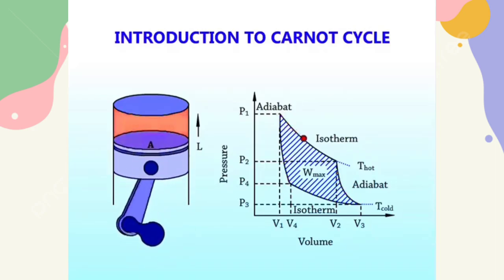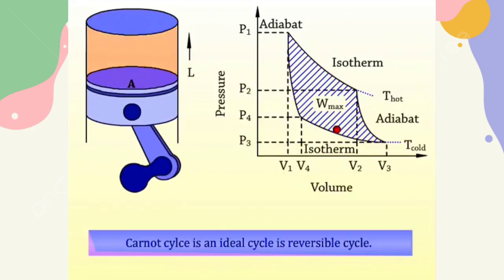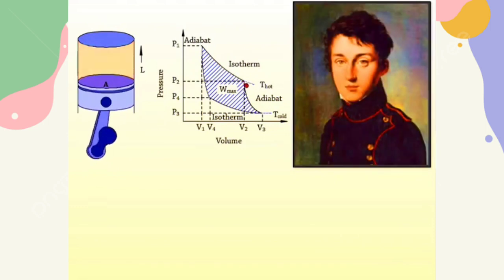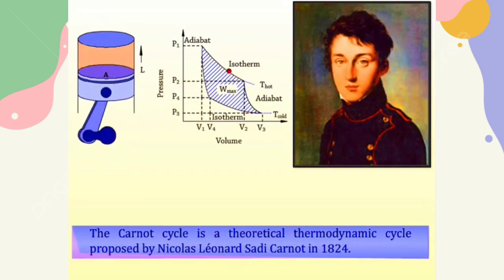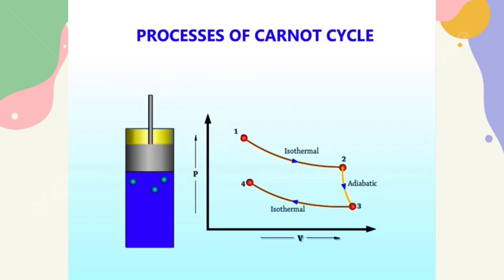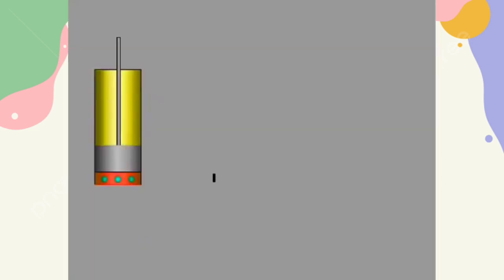Introduction to the Carnot cycle. The Carnot cycle is an ideal cycle, a reversible cycle. The Carnot cycle is a theoretical thermodynamic cycle proposed by Nicolas Sadi Carnot in 1824. Processes of the Carnot cycle: the pressure and volume diagram of the Carnot cycle.